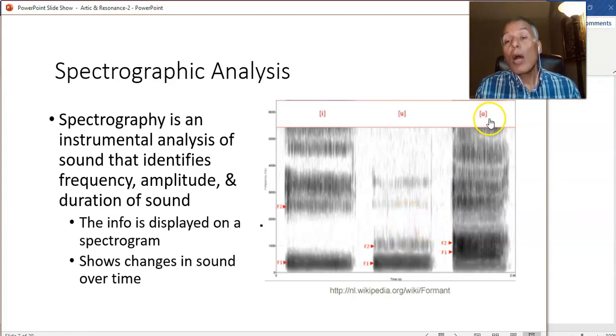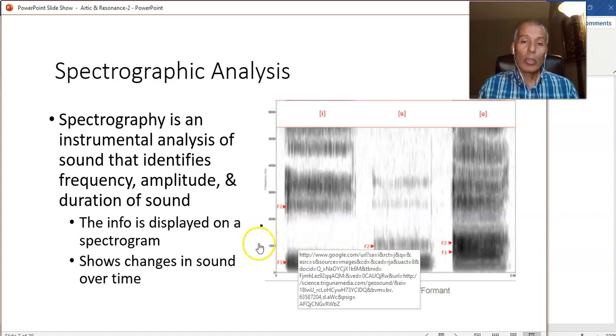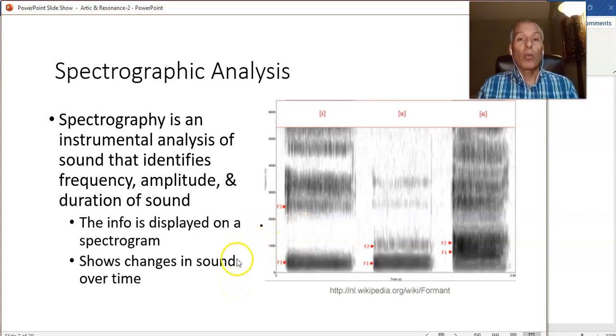Now for ah as in car, that's the symbol for ah. F1 shows at about 900 hertz. Right above it you have F2, and they go up a little bit, you have F3. So this is how spectrograms show the resonant frequency of various sounds.